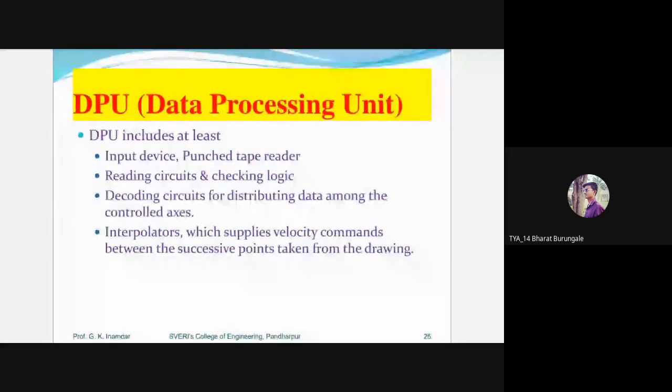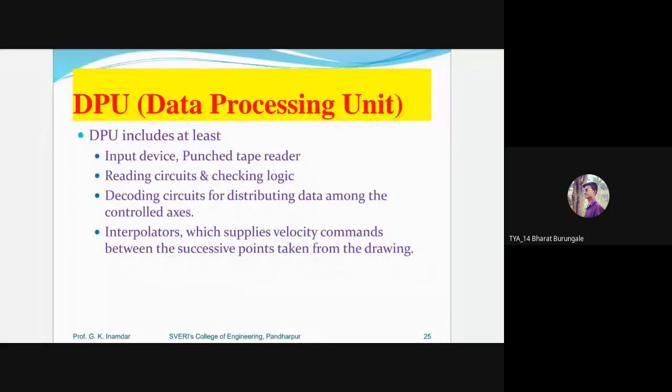Now, interpolators supply velocity commands between the successive points taken from the drawing. The drawing is also available. According to the drawing or our part program, they will transfer the overall data to the next point.